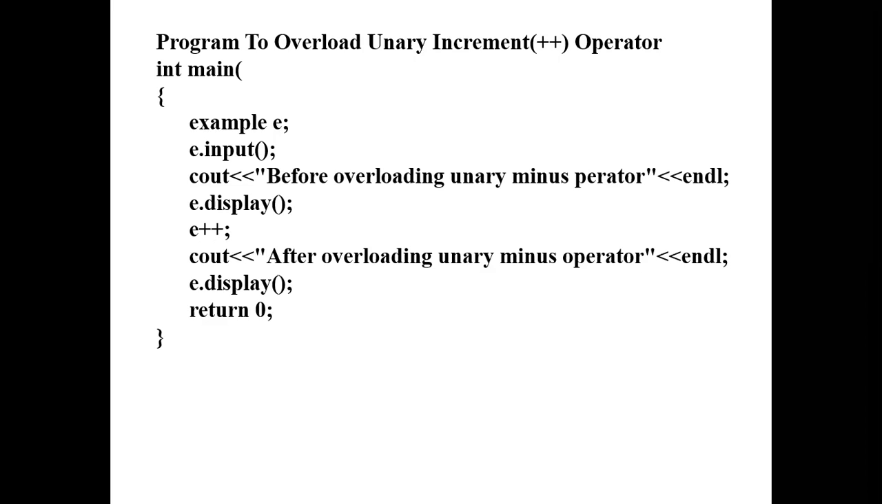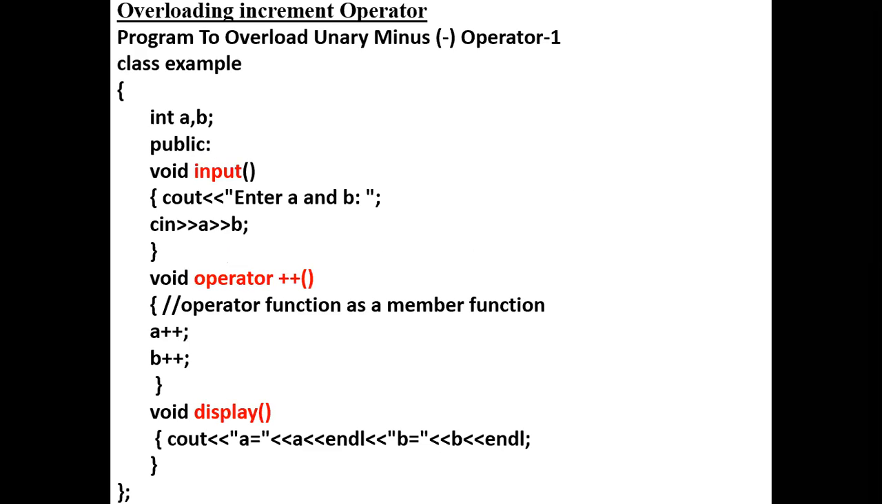Normally, if the value of c is 5 and you write c++, it will increment the value by 1. Here I am giving e++. E++ means I am overloading this plus operator here. In the plus operator, what are we doing? Suppose the input we have given is a equals 5 and b equals 10. Now I'm incrementing the value of a by 1 and b by 1. Means after this function, the values will be a equals 6 and b equals 11.